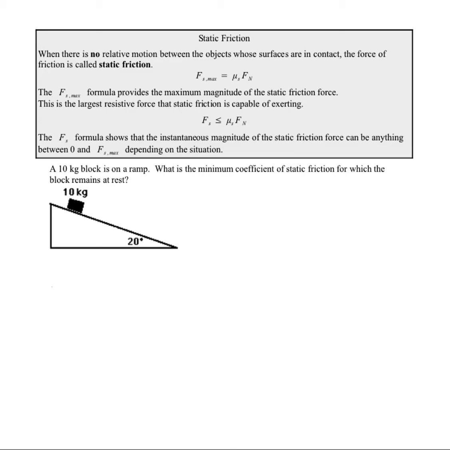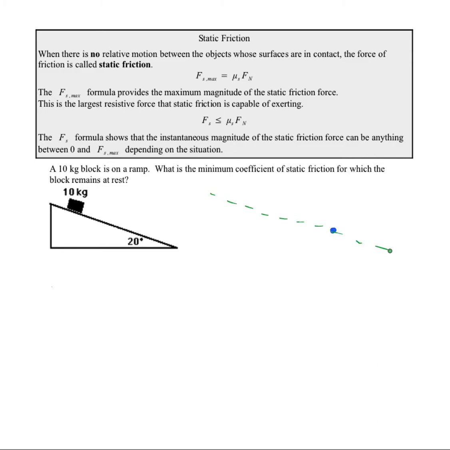Let's say, first of all, that a 10 kilogram block is on a ramp. And let's say that the block remains at rest. What would be the minimum coefficient of static friction for which this block can remain totally at rest? Now, we already know that if a block were on a frictionless ramp, that block would accelerate.